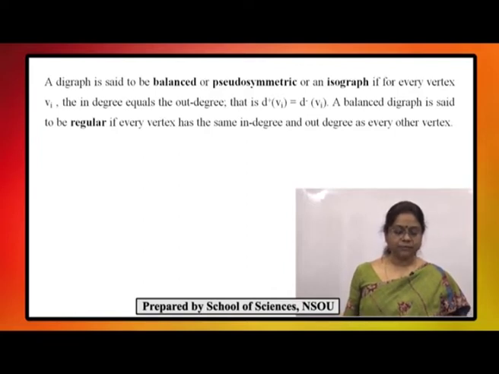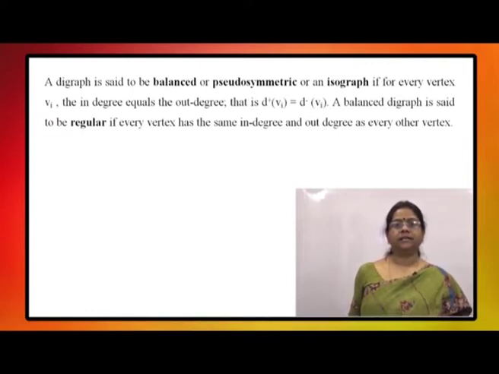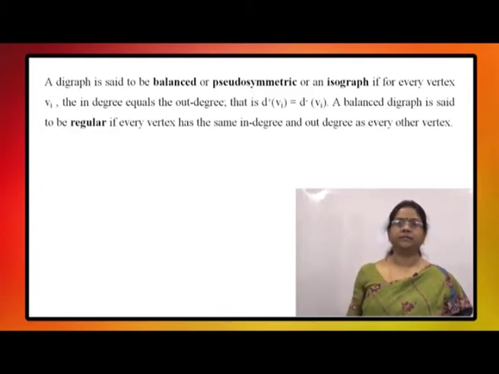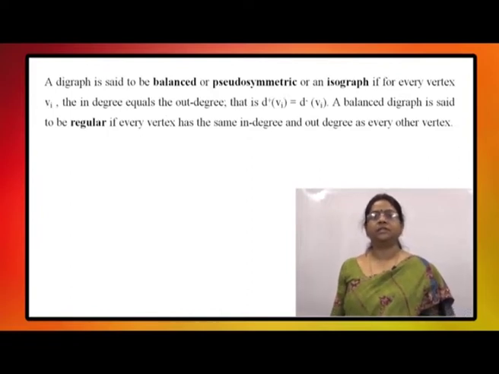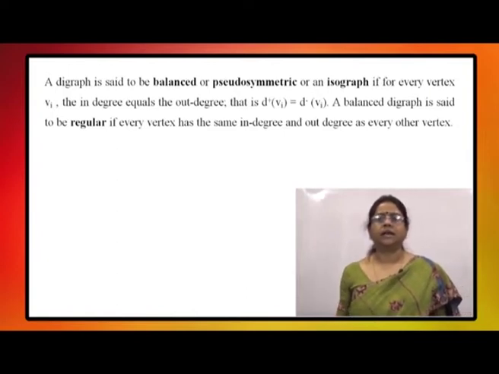A digraph is said to be balanced if for each vertex the in degree and the out degree are equal. So, d plus vi is equal to d minus vi for each vi. Then the digraph is called balanced or pseudo-symmetric, or sometimes it is called an isograph.